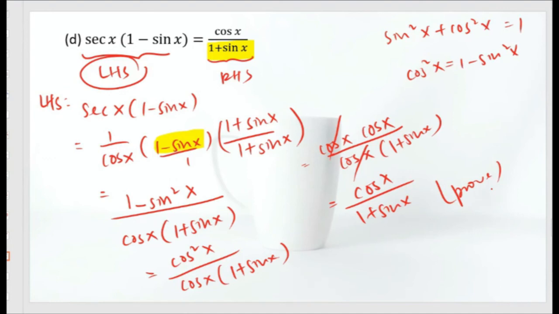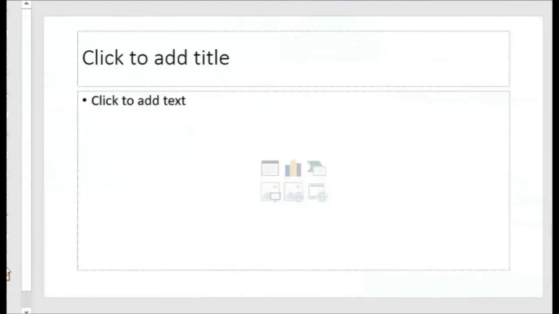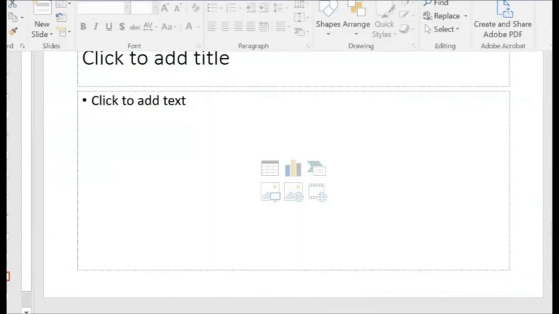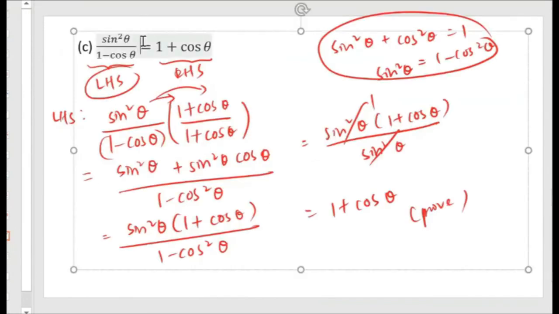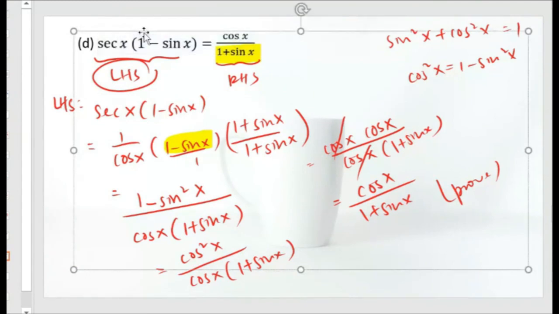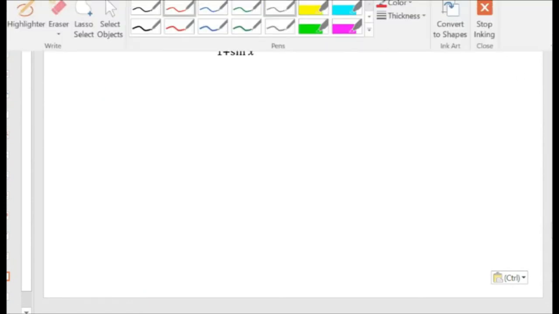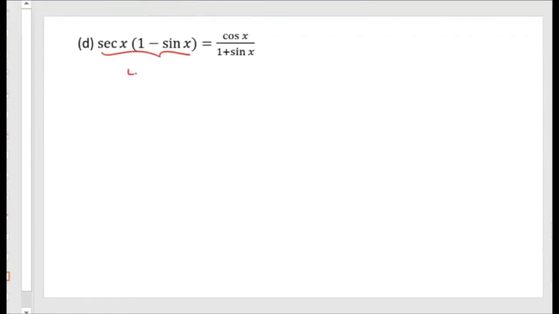Now, using the same question, I would like to show you another alternative way of proving. What if you found this condition? Let's say now I did this question. For this question, this is the left hand side, and this is the right hand side.